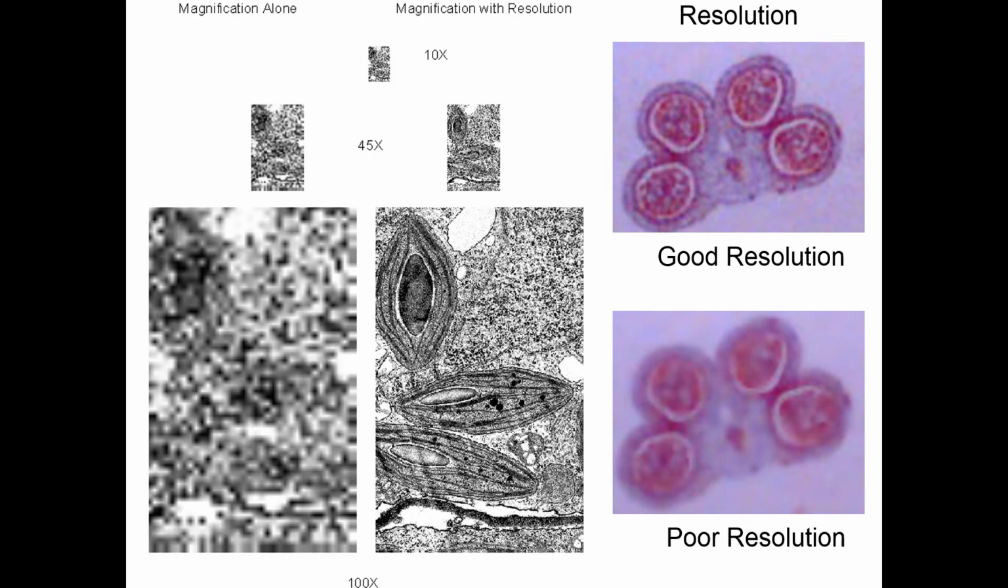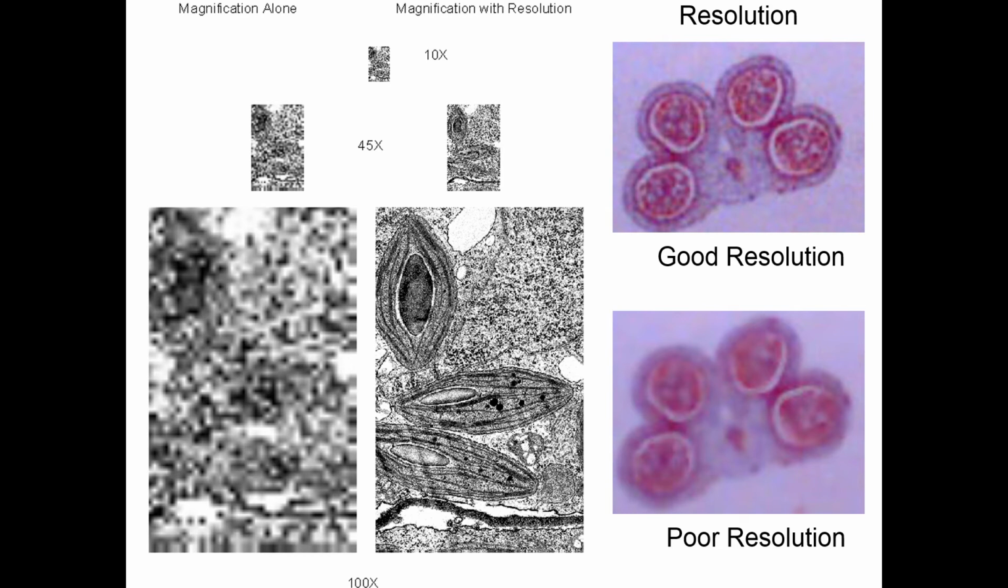So here, looking at magnification, you're looking at the effect of magnification by itself and the effect of magnification with resolution. Here you have a specimen at 10x, a specimen at 45x, and a specimen at 100x. Notice that as you increase the power of magnification, you're actually getting a closer image of a smaller part of your sample. That means you have to move around the slide to get the whole picture. But what you see under a higher power of magnification is finer and finer details.